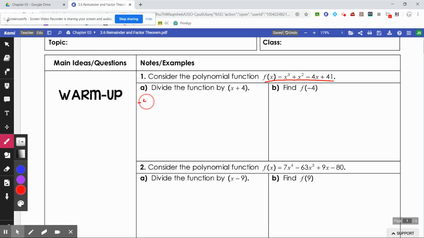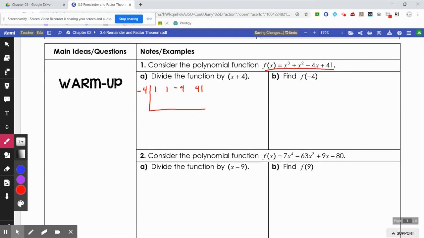So let's remind you, synthetic division, we put a negative 4 on the outside. On the inside we have the coefficients 1, 1, negative 4, and 41. And let's go through the process. Bring down the 1, multiply by negative 4. We always multiply by this number. 1 and negative 4 is negative 3.